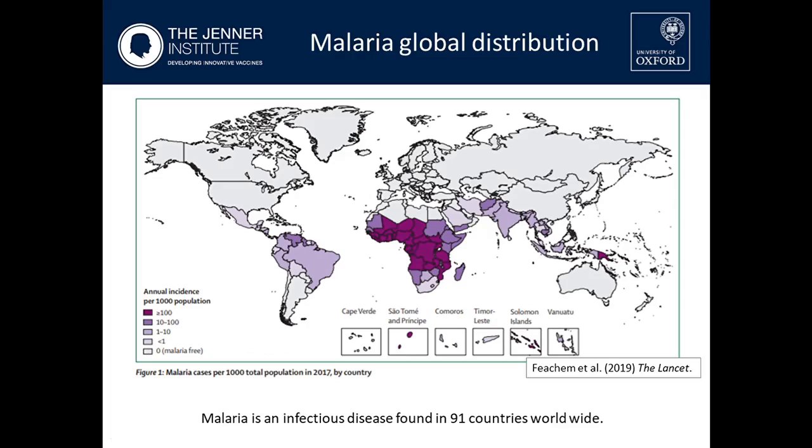Regarding the global distribution of malaria, this disease is found in 91 countries worldwide. Here I show a map where you can see the annual global incidence. Darker color means a higher presence of the malaria disease, and lighter colors imply a lower incidence. As you can see, malaria is widespread around the equator, from America to Asia.